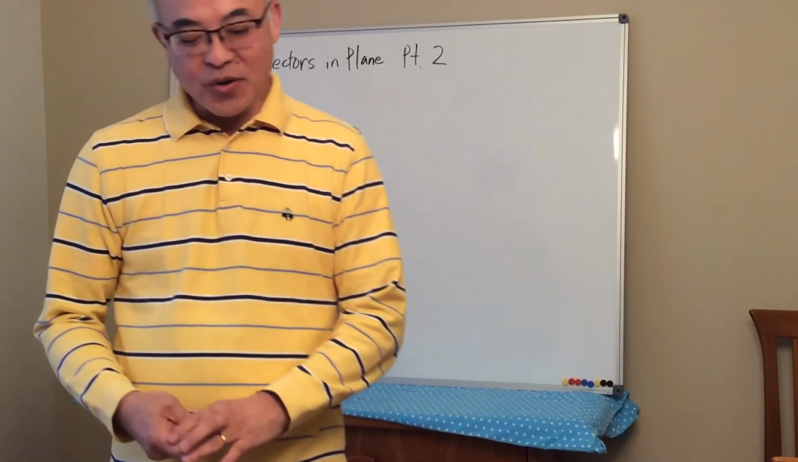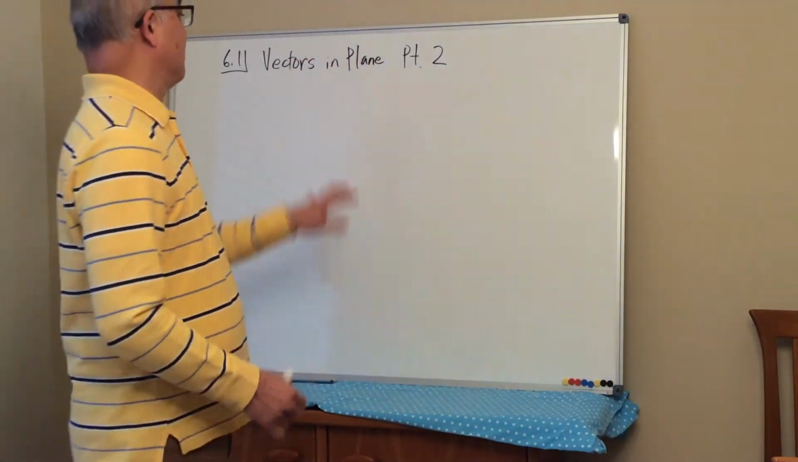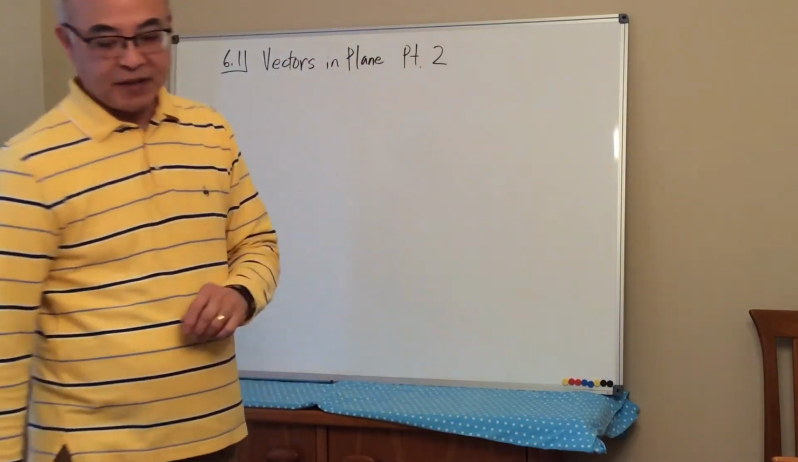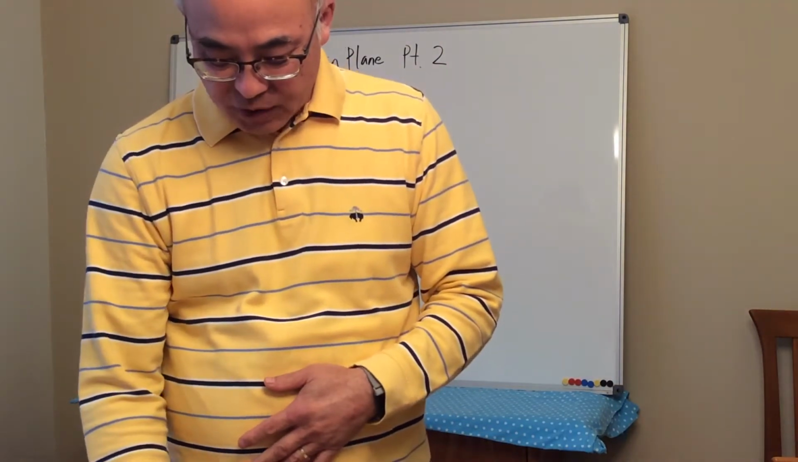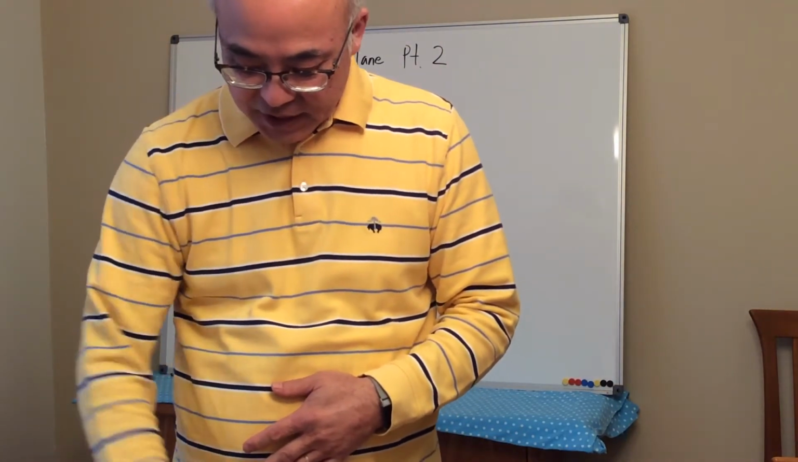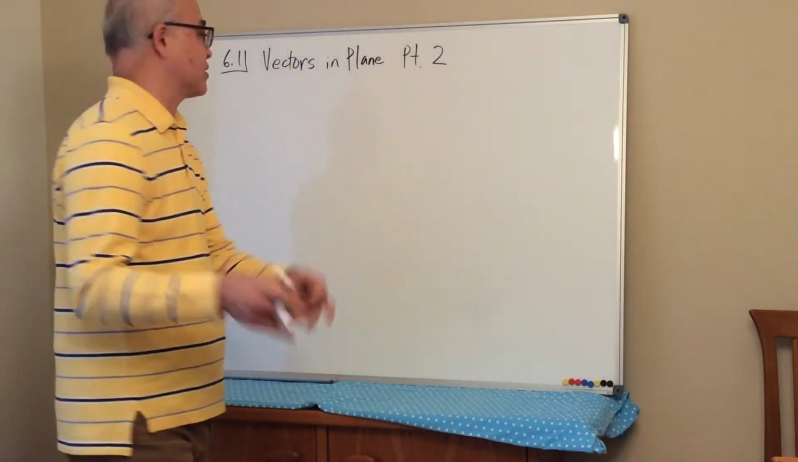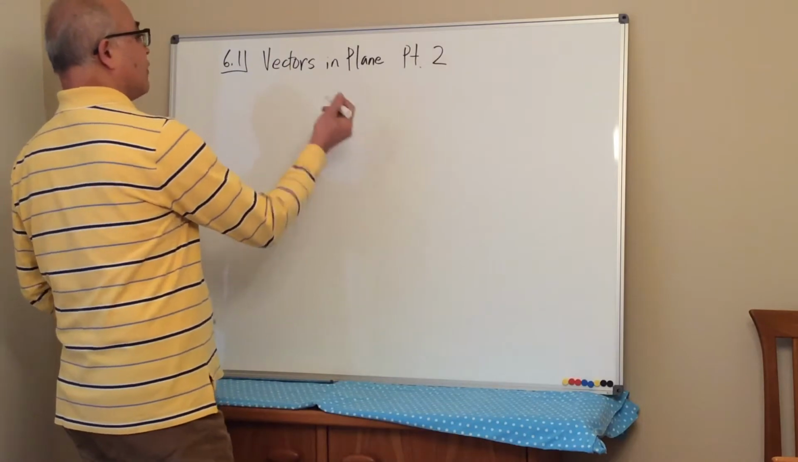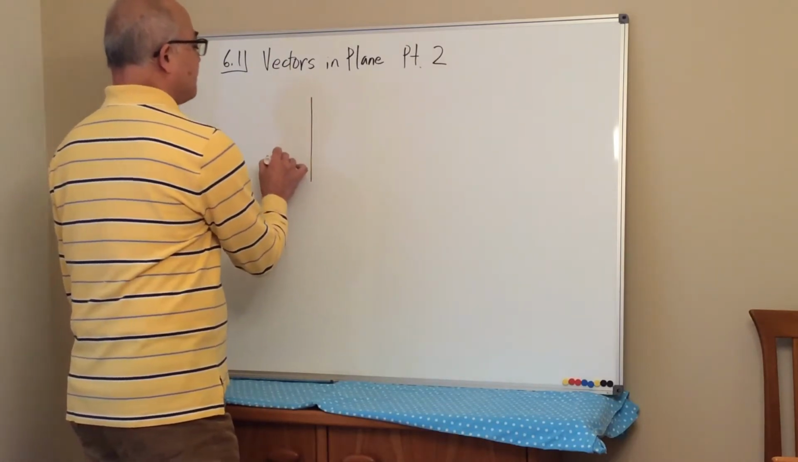Okay, so we're going to go ahead and follow along with part 2 of vectors of the plane. Last time we talked about the unit vectors. We talked about the vector operation, the magnitude. We talked about unit vectors. So the special case of a unit vector is, again, a vector that has a magnitude of 1.